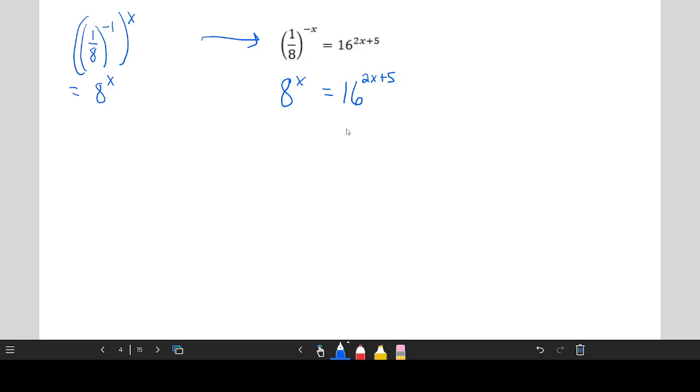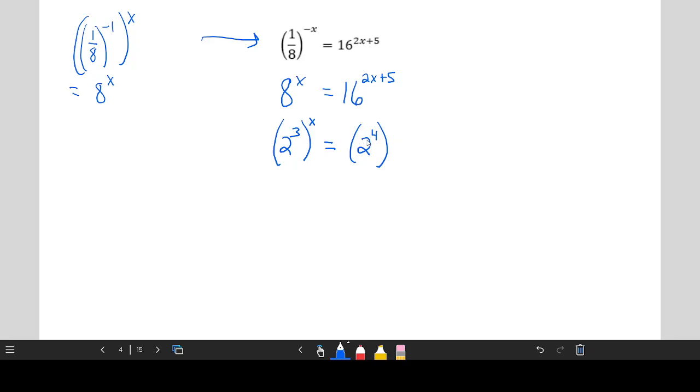Now we can't write 16 with a base of 8. We can't take 8 to a power and get 16. But we can find a base that can be raised to 2 different powers to get 8 and 16. So 2, getting ahead of myself, 2 cubed is 8. That's where I got the 3 from. So we can write 8 as 2 cubed. We had 8 to the x, so we just replace 8 with 2 cubed, still raised to the x. And similarly, we can write 16 as 2 to the 4th.